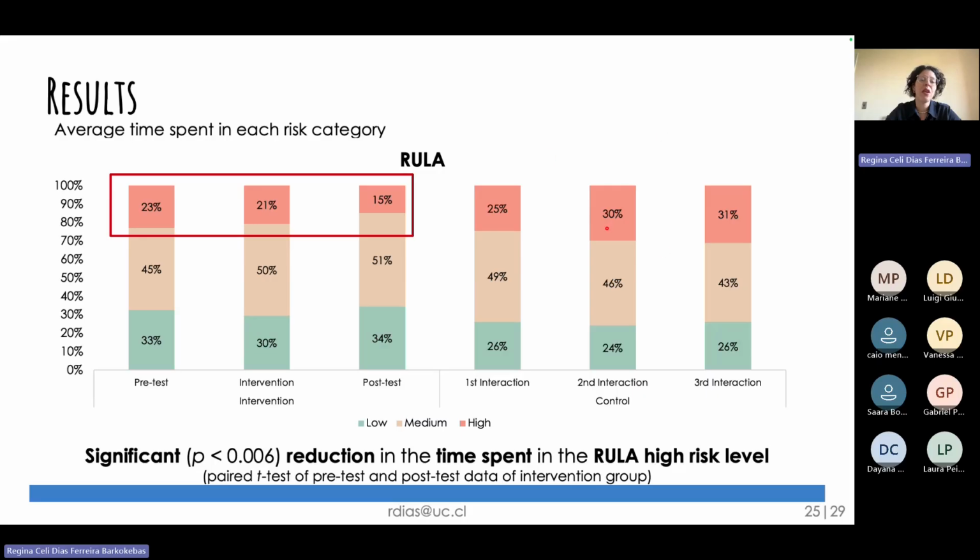In fact, we have an increase when you see the control group. Maybe this increase is related to the fact that they are doing the same task again, they are tired, they think it's repetitive, and they don't know how to perform it better. But you can see that there is no decrease at all in the time that they spend in the high risk range for the control group. So based on that, we can attribute the reduction to the training system that we are proposing.